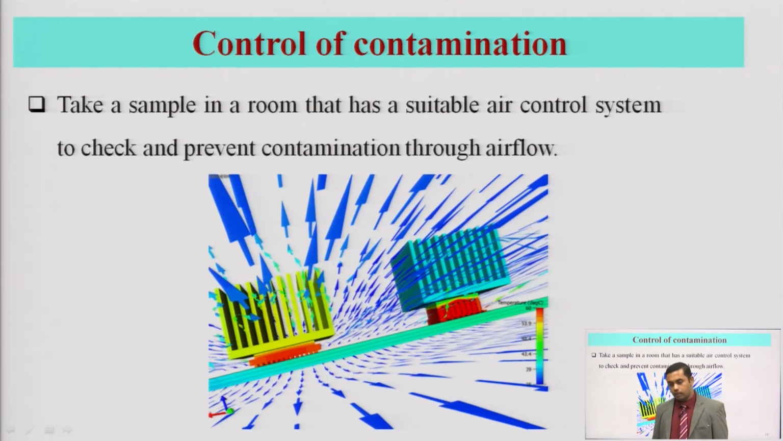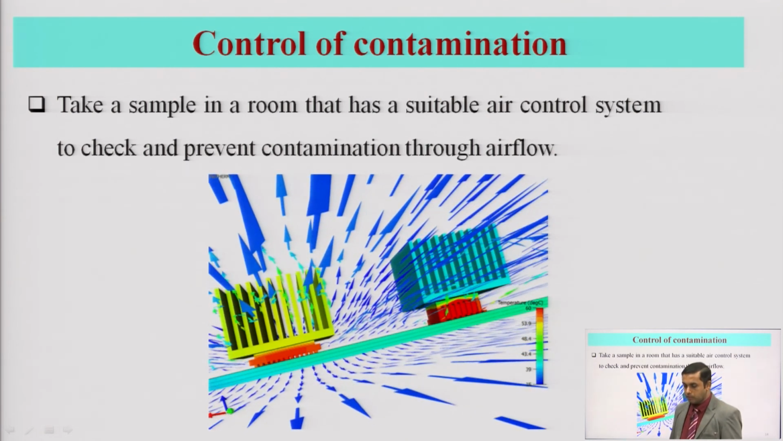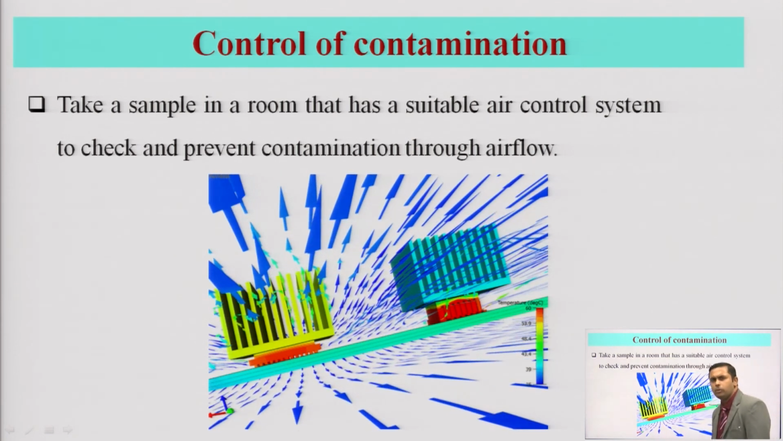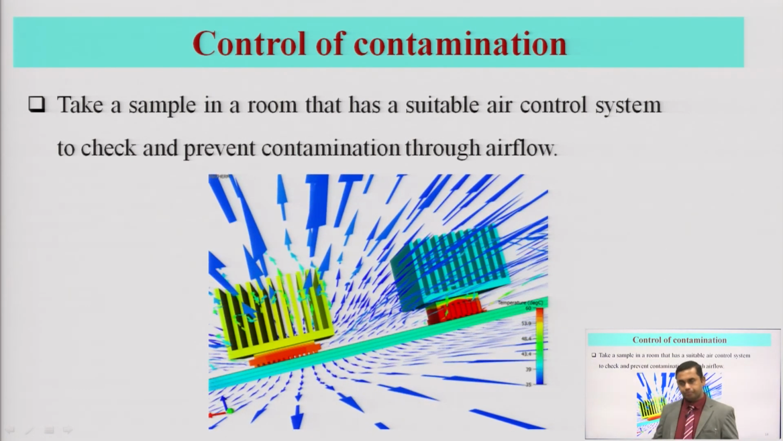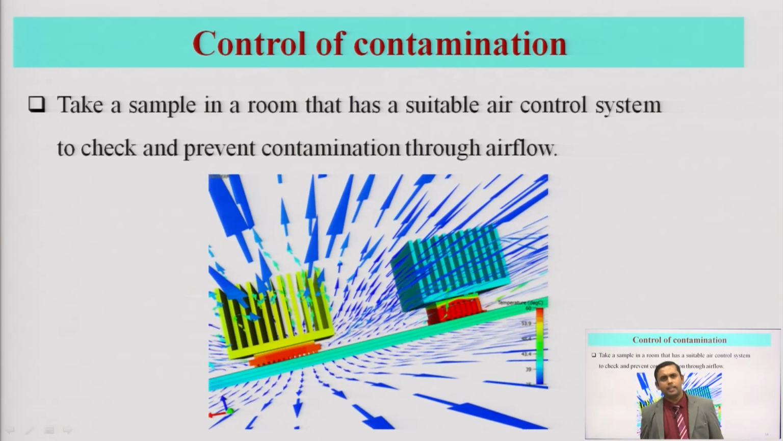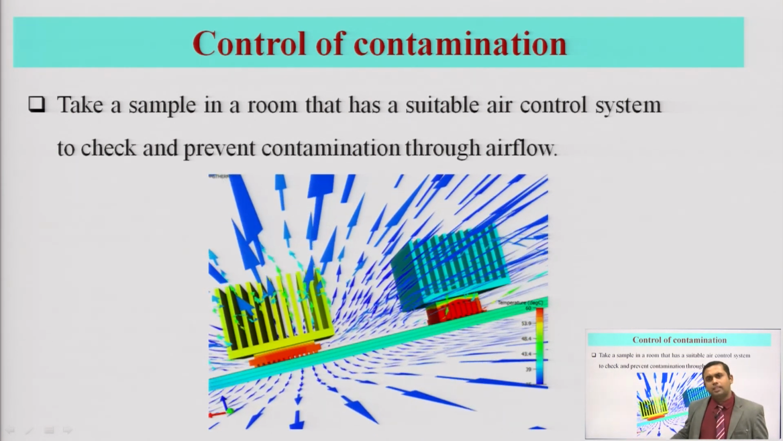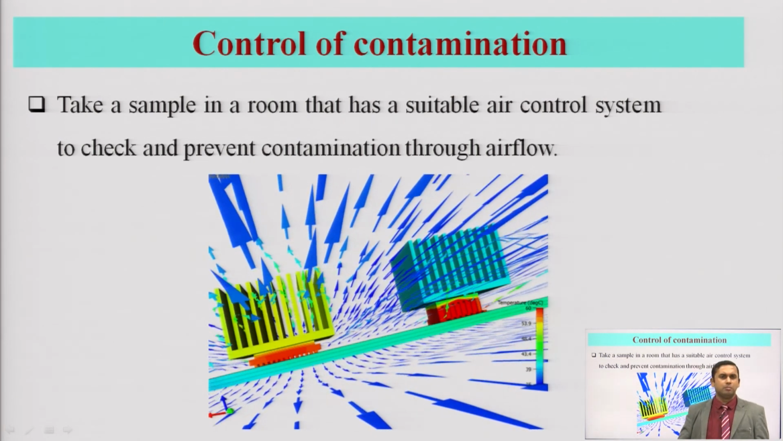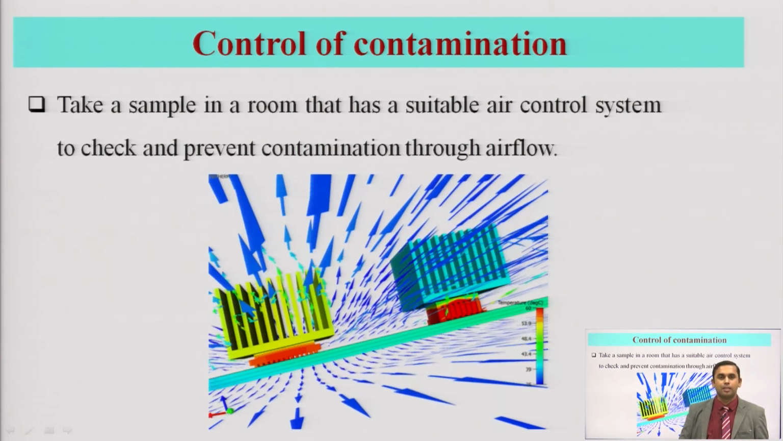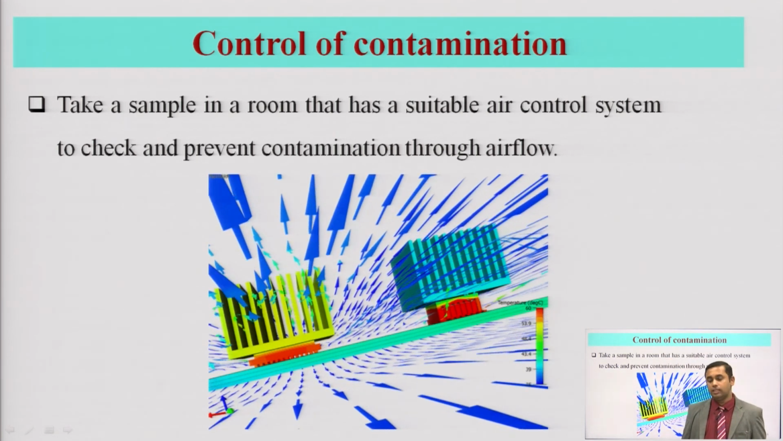Also, take samples in a room that has suitable air control, and check to prevent contamination through airflow. Based on airflow, sometimes contamination can happen. From the area where air is coming, if some dust particles are present near this area, what will happen? The air will pick up that dust and the entire dust will be circulated into the room. That is why it is important.